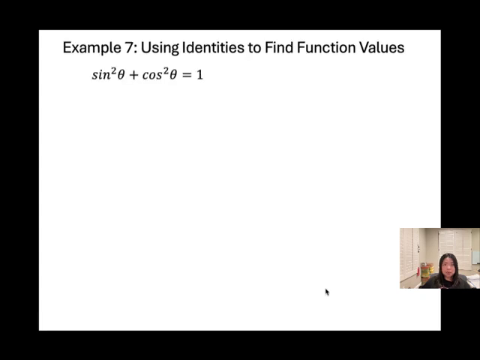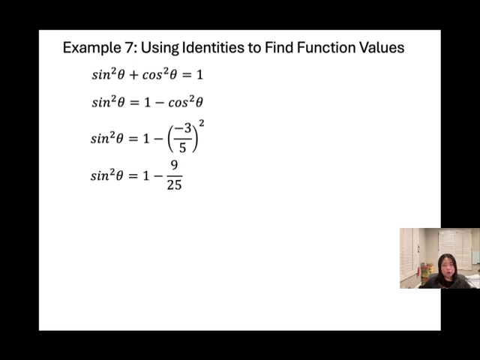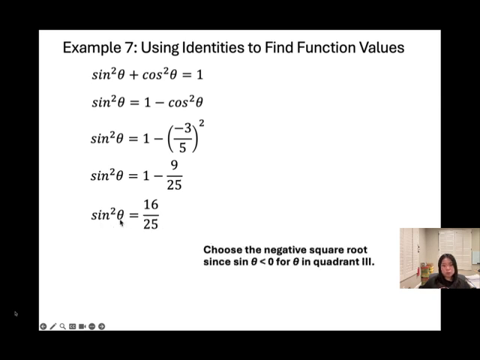Now we want to find the sine theta. We could use the identity again. So that will be 1 minus cosine squared theta. Plug it in, you should get 1 minus 9 over 25. To get the same denominator, 25 over 25, which gives 16 over 25. Now I'm going to take the square root of both sides. One more time, theta is in quadrant 3, so it's supposed to be negative for the sine. So that will be negative 4 over 5.